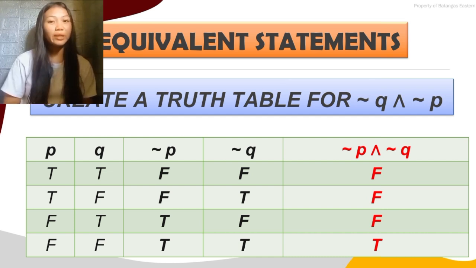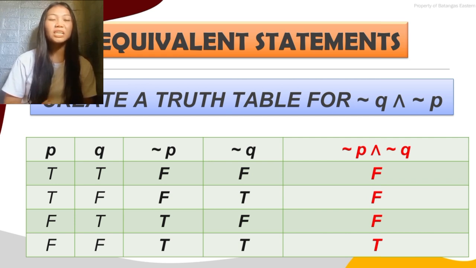And we do the same to get not Q. We use Q to get the answer for not Q. Since Q in the first row is true, not Q becomes false. In number 2, Q is false, so not Q becomes true. In number 3, Q is true, so not Q becomes false again, and in number 4, Q is false, so not Q becomes true.